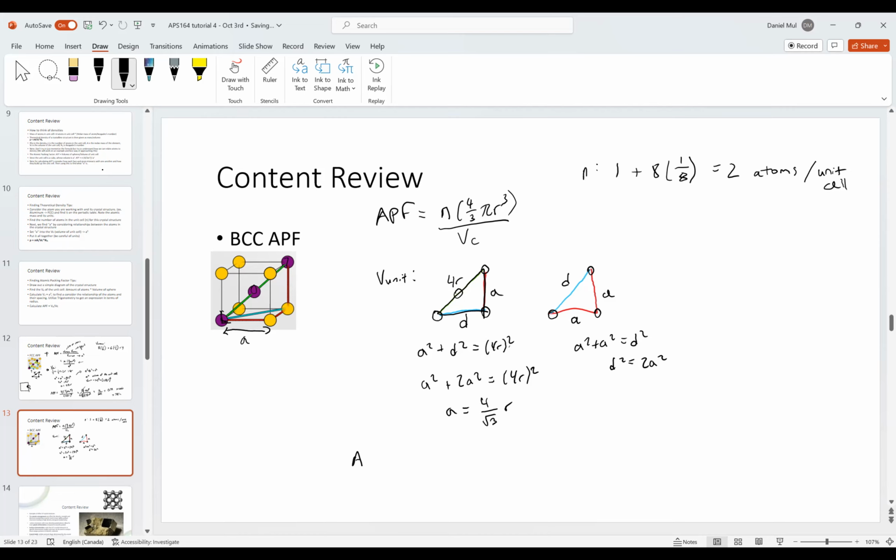And then we just plug this into our APF relationship. So we have 2 atoms from earlier times 4 over 3 pi r cubed over 4 over root 3 r cubed. And then this is root 3 pi over 8. And that is equal to 0.68. And then we can multiply that by 100 if we want it in percent. We get 68%.